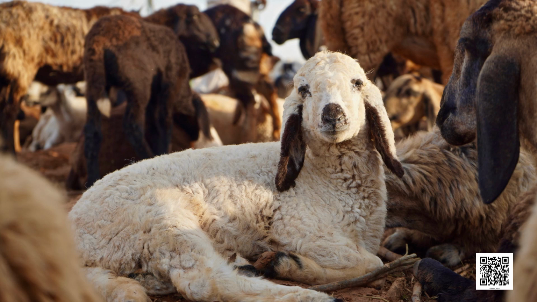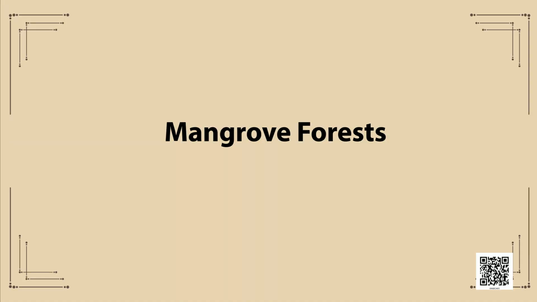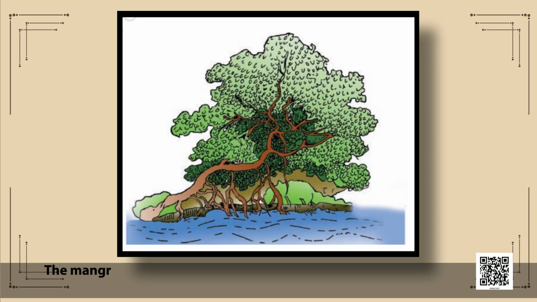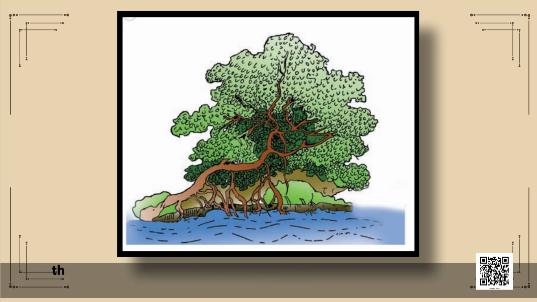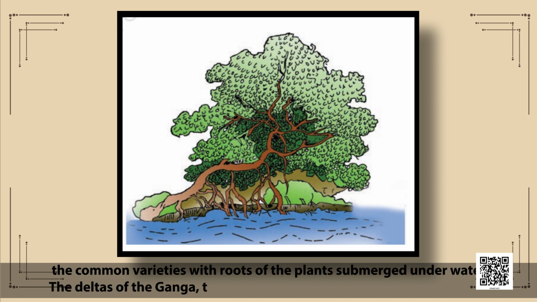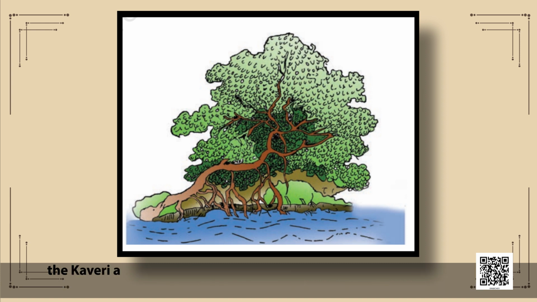Now let's talk about another type of forest called mangrove forests. The mangrove tidal forests are found in the areas of coasts influenced by tides. Mud and silt get accumulated on such coasts. Dense mangroves are the common varieties with roots of the plants submerged under water. The deltas of the Ganga, the Mahanadi, the Krishna, the Godavari and the Kaveri are covered by such vegetation.